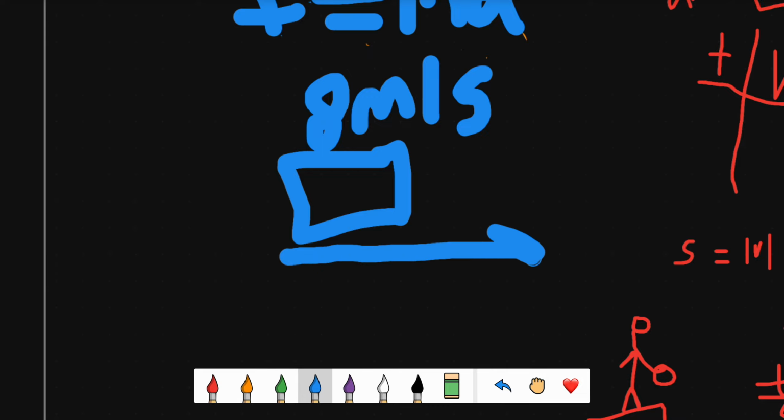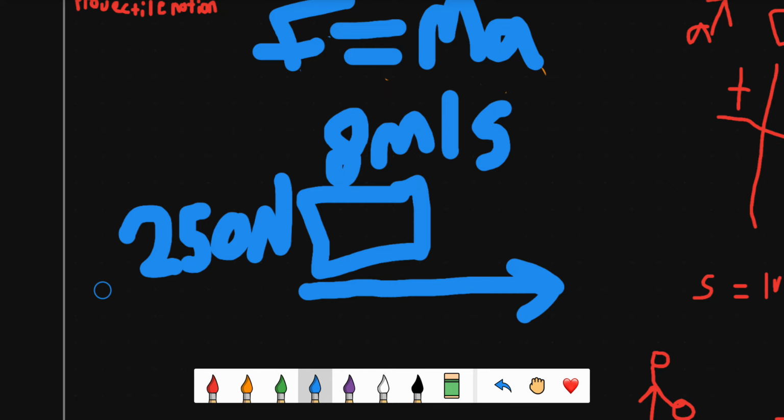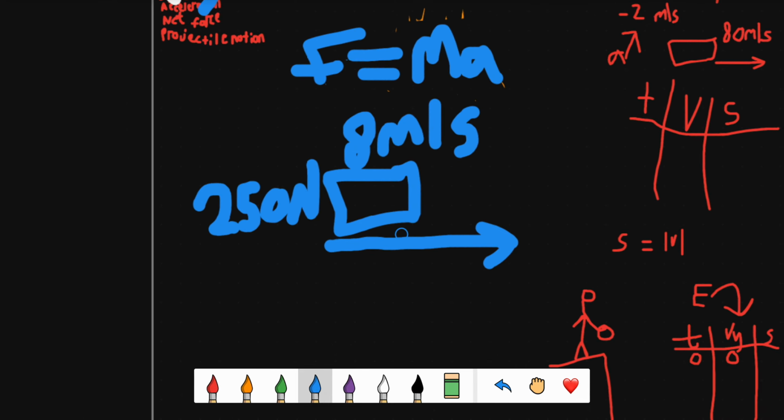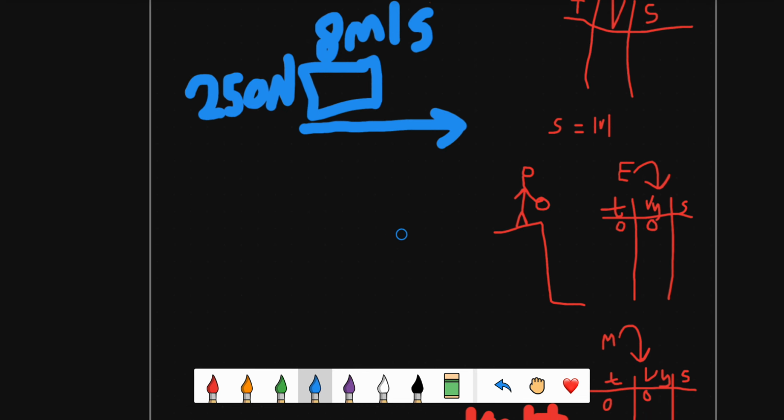Let's say we have 250 newtons, and you pull the object, and it's going 8 meters per second. Then how do you determine the acceleration? How do you determine it?